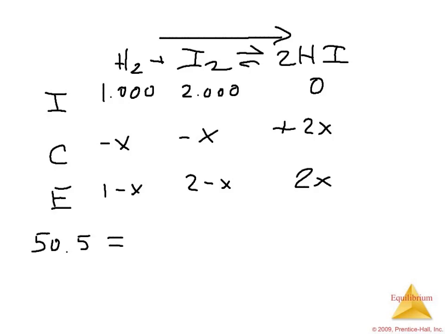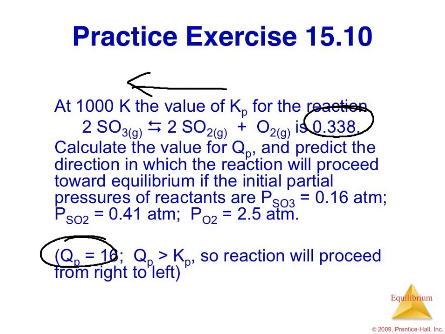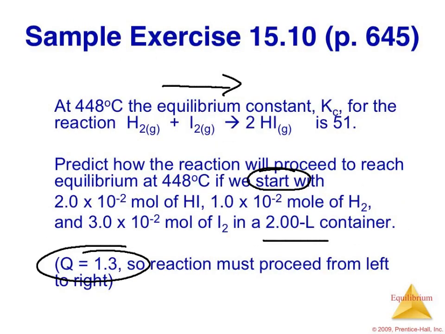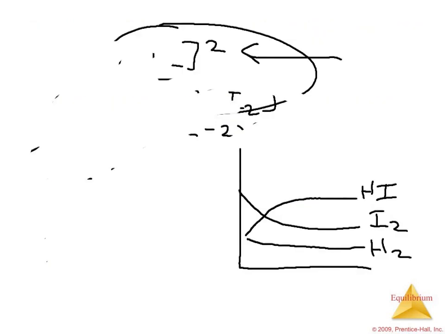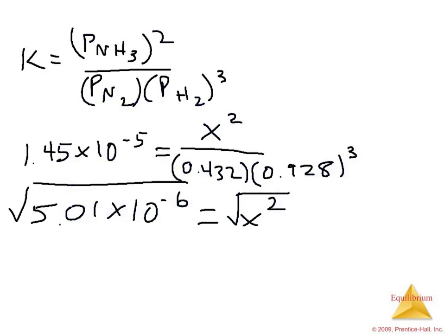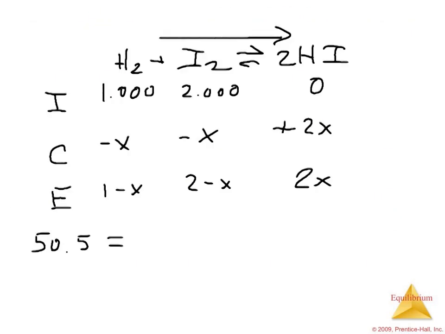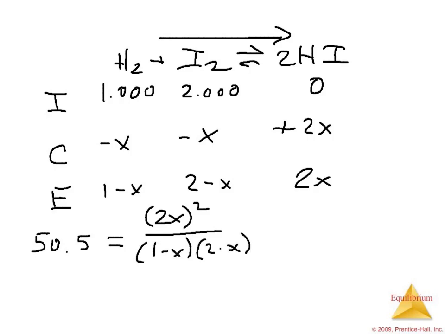if I write this equilibrium expression, my HI, I'm going to try and do this without... well, I can back up a little bit and show you the equilibrium expression for that one. No, I can't because I erased it. Of course. The HI is on top of the equation and it's squared. Okay? So I need to square my 2x value right here, the whole thing. And that's going to be divided by 1 minus x times 2 minus x.